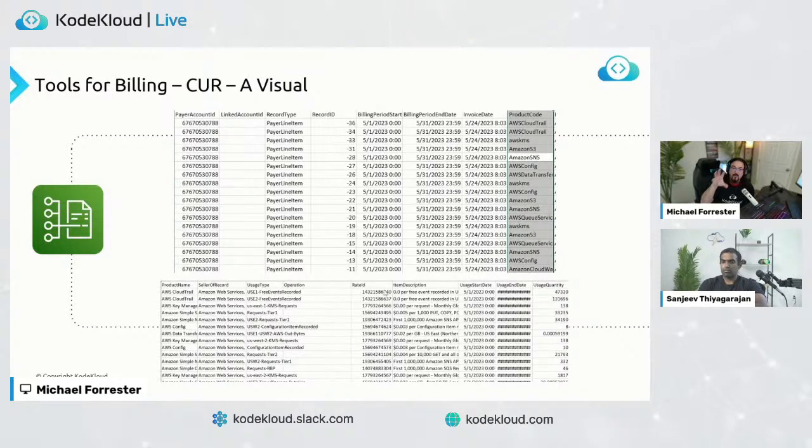But the CUR report, the cost and usage report, really shows you a deep dive into everything you're being charged for. So this is great for that deep level analysis that the CFO wants, where they want to see exactly which line item goes to which project. This is perfect for that.